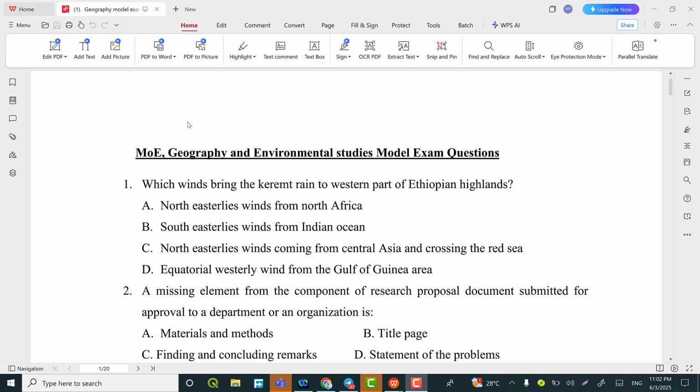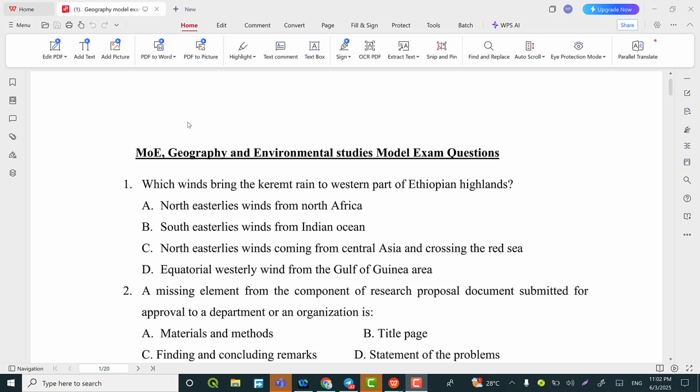Let's get started. This is the first session. The first question is, which wind brings the kiremt rain to the western part of the Ethiopian highlands? A. Northeasterly wind from the northern parts of Africa. B. Southeasterly wind from the Indian Ocean. C. Northeasterly wind coming from Central Asia and crossing the Red Sea. D. Equatorial westerly wind from the Gulf of Guinea area.